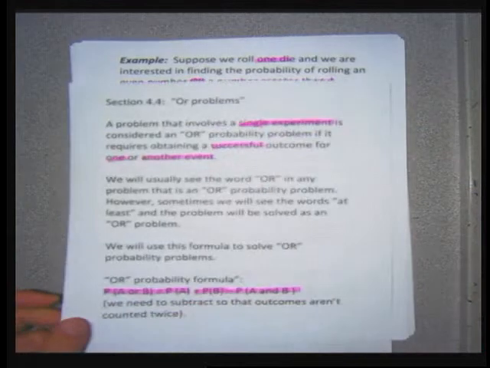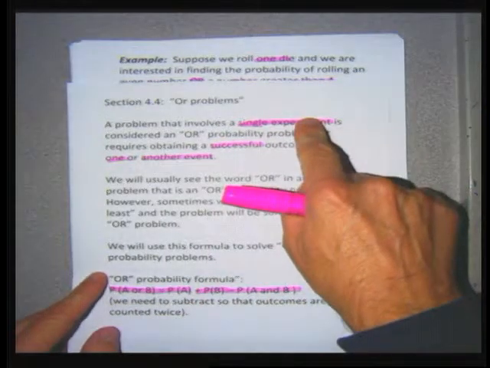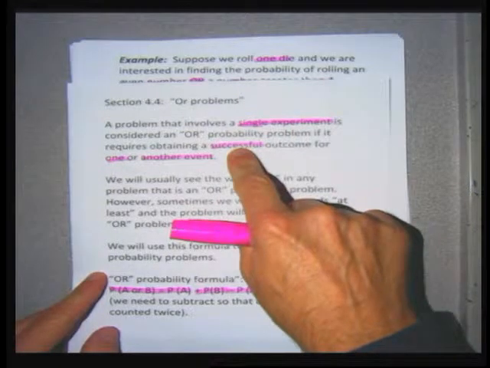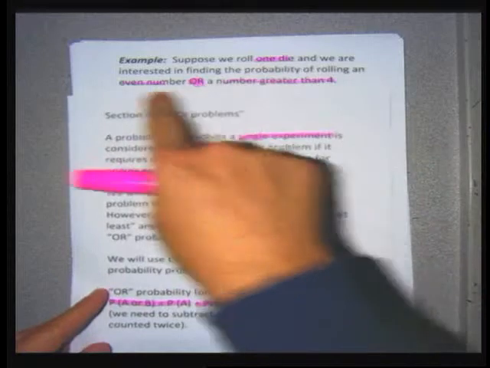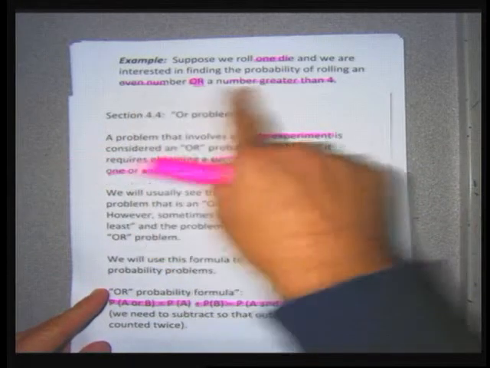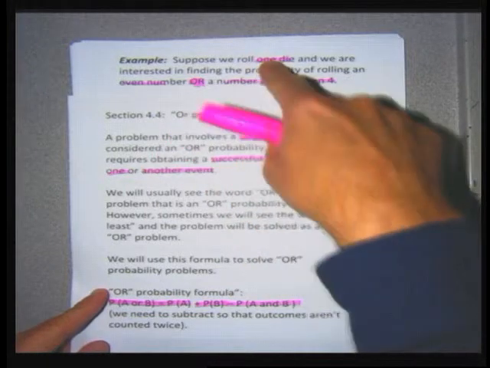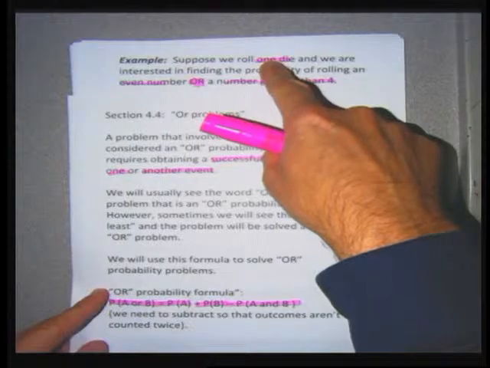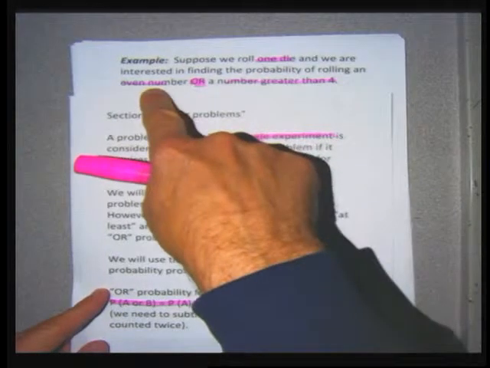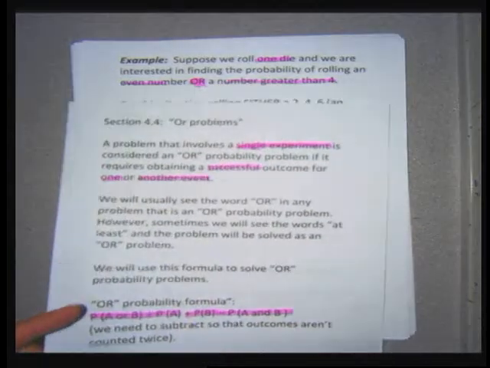So this completely fits an OR problem. It's a single experiment, and success is determined if one or another event occurs. Success here is if an even number occurs or a number greater than 4 occurs. So this is a classic OR problem. I'm doing one experiment, and I'm allowed one or another event to occur, and the experiment would be considered a success.